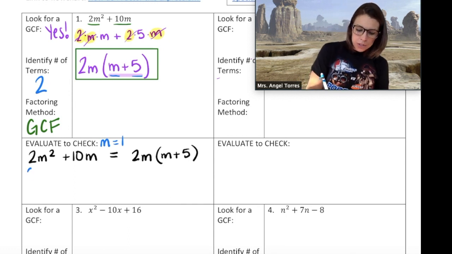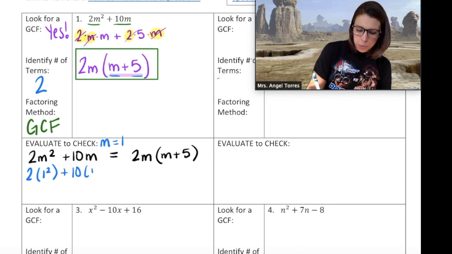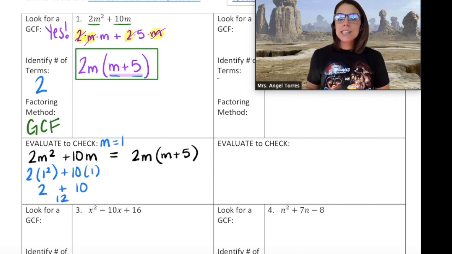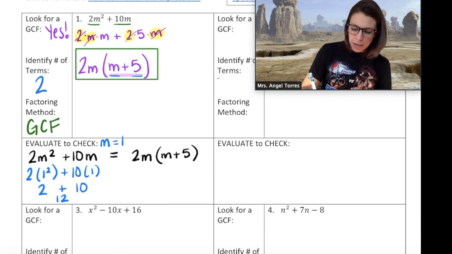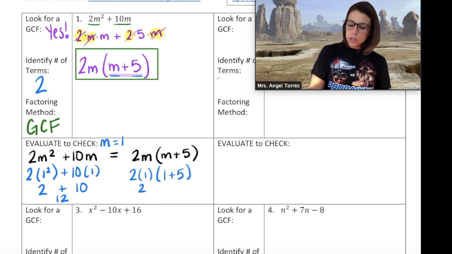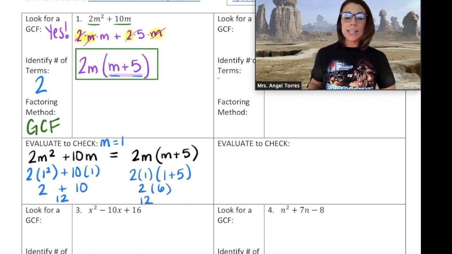So here we go. 2 times 1 squared plus 10 times 1, well that's 2 times 1 which is 2, plus 10 times 1 which is 10. So the expression has a value of 12. Let's go ahead and substitute 1 into the second expression. 2 times 1 times the group of 1 plus 5. Well, let's see, 2 times 1 is 2, 1 plus 5 is 6, and 2 times 6 is 12.